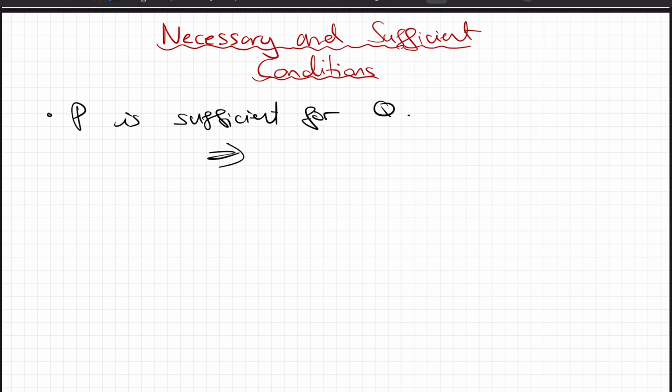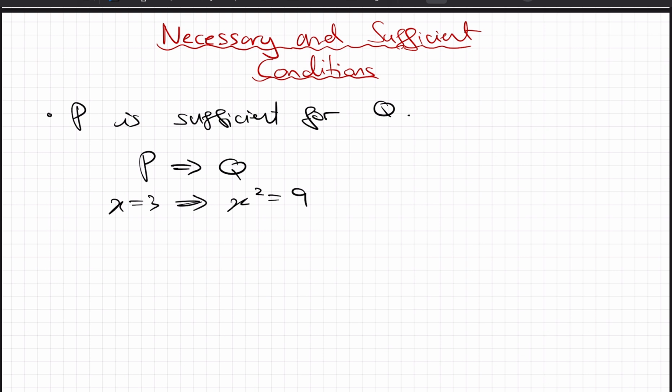imply arrow. So when we say P is sufficient for Q, what this really means is P implies Q. An example of this might be x equals 3 implies x squared equals 9.